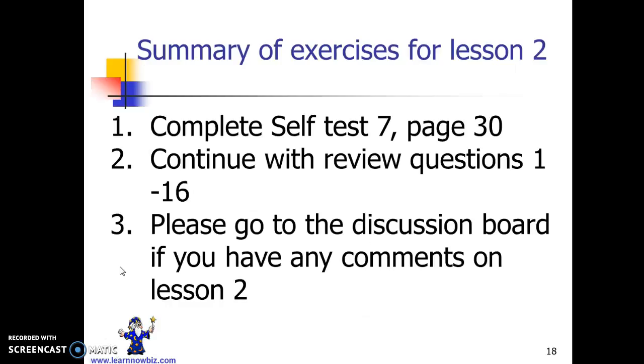Now let's summarise the activities that you have to complete for lesson 2. First thing to do is you must complete self-test 7 on page 30 of your textbook. You can continue on with the review questions 1 to 16. You don't have to finish it all before you go on to lesson 3, but try and complete as many of those as you can. And please, if you've got any questions, go to the discussion board.